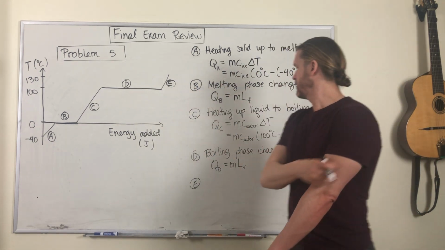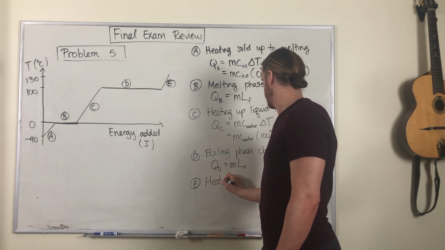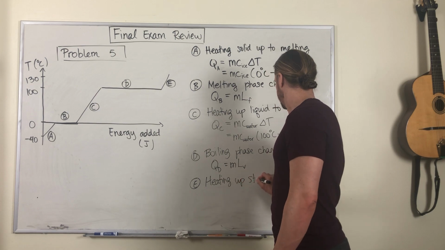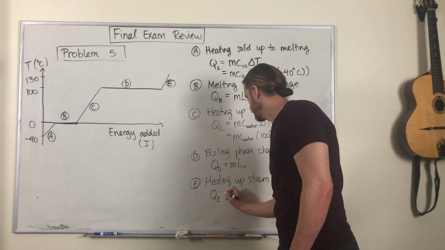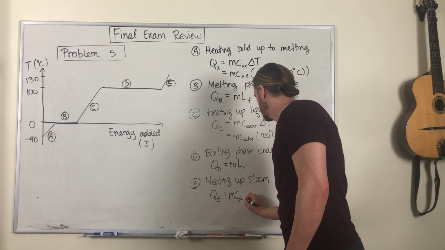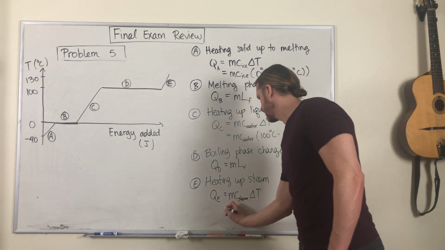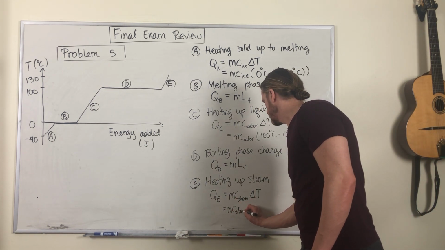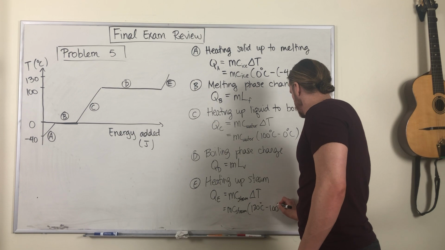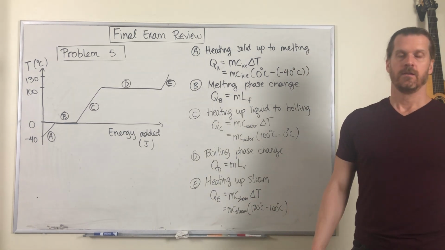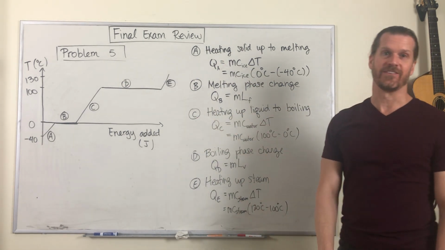Okay, last portion of the curve. We're heating up that steam. And once again, we use specific heat to do this calculation. MC delta T, and I guess we're going up to 130 this time. Okay, so to get the total energy, you add all 5 of these together.